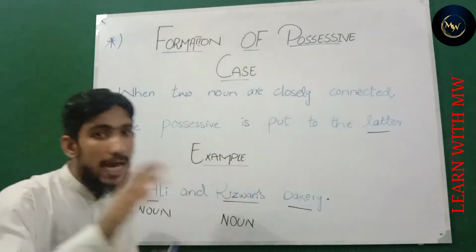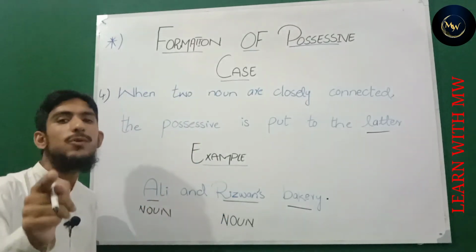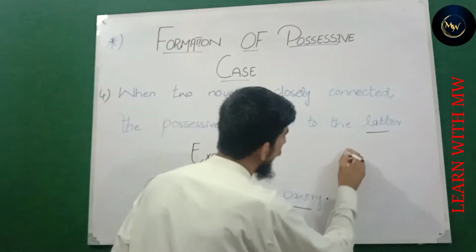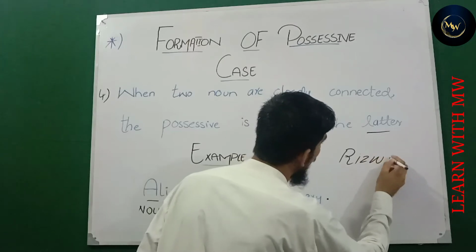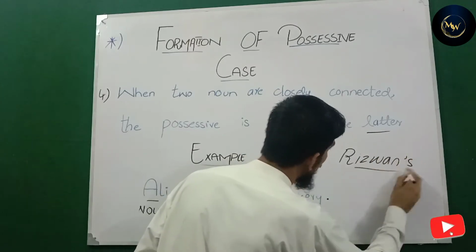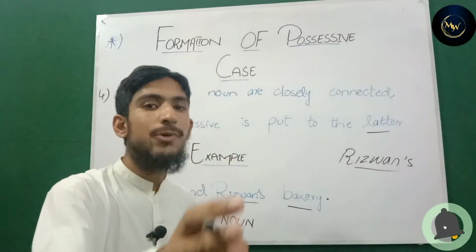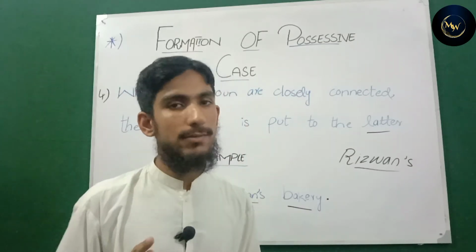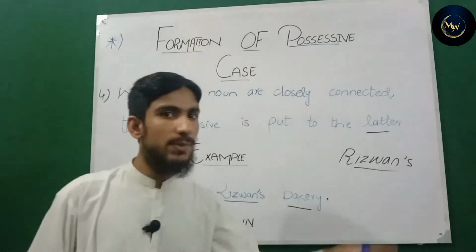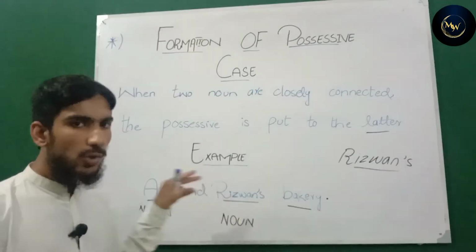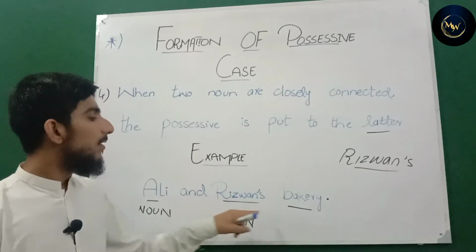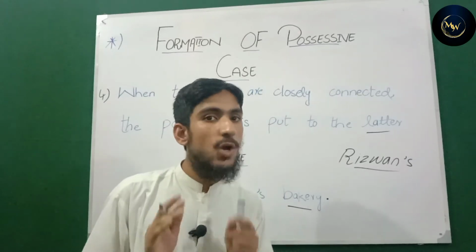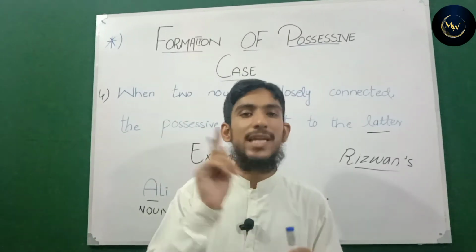So, when the two nouns are closely connected, then the possessive sign will be put to the later one. So, Ali and Rizwan's. Here Rizwan is the later noun, so we will add apostrophe s to Rizwan. The native writers have written in their books that when the two nouns are closely connected, then the possessive sign will be put to the later one. So here the example, Ali and Rizwan's bakery. Ali and Rizwan are closely connected, both are nouns, and the apostrophe sign will be added with Rizwan. So we have discussed all the techniques of how the possessive case is formed.